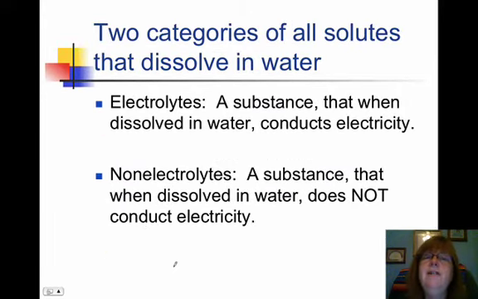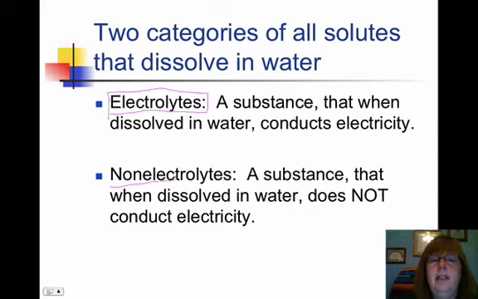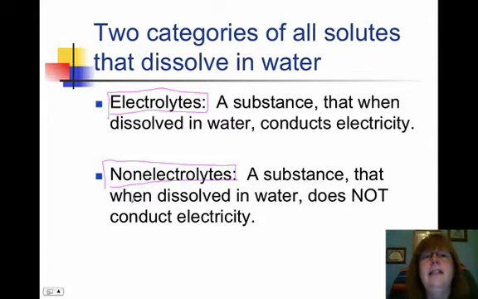All right, well, we have two categories of those solutes that are being dissolved in water. They're electrolytes and non-electrolytes, and I want you to know these definitions. So an electrolyte is a substance that when it dissolves in water, it will conduct electricity. And a non-electrolyte is just the opposite, and as the name implies, when it dissolves in water, it does not conduct electricity.